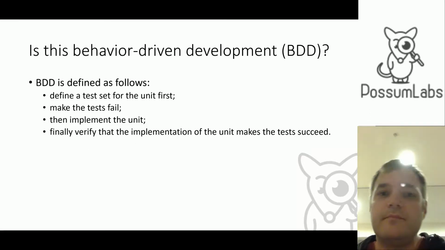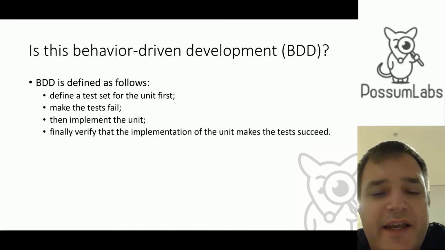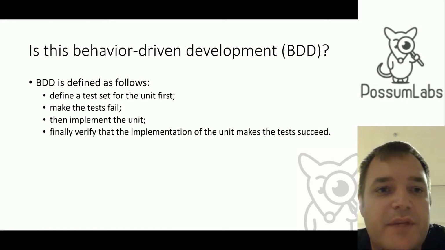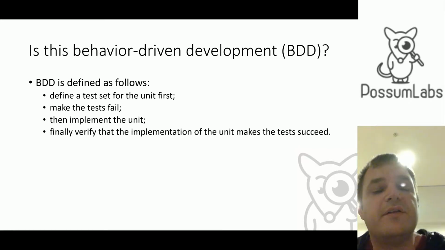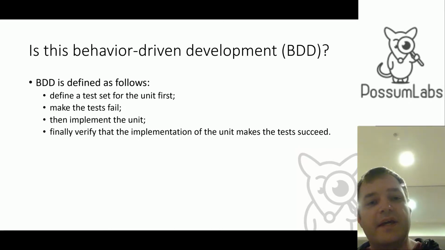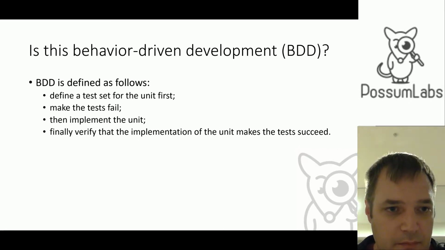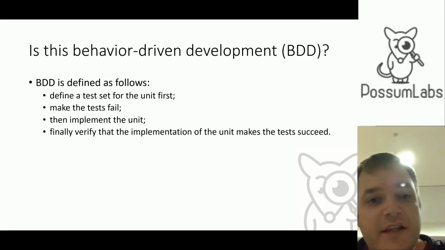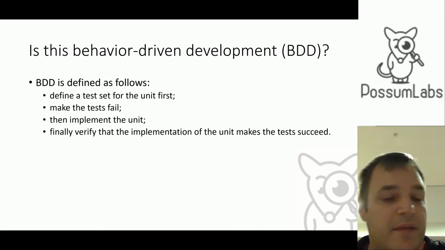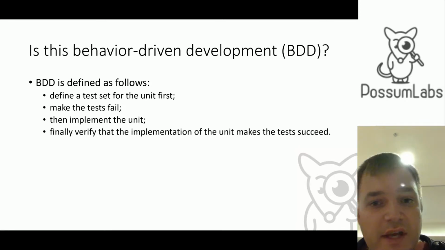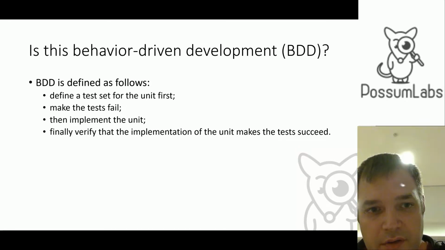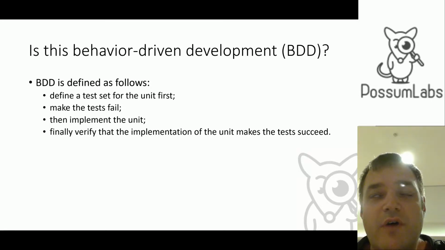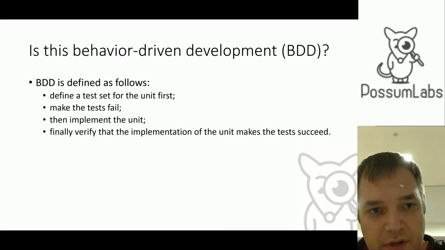All right. So at this point, you might say, I've seen this before. This is behavior-driven development. Not really, right? Because behavior-driven development is solving a different problem. They tell you how to do your testing. Right? They say define a test set for a unit, then make the test fail, then implement the unit, and then verify that your tests pass. Nothing we've talked about here is telling you in what order you should be doing your testing and your coding.